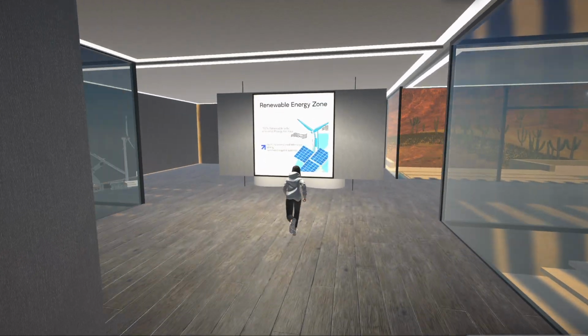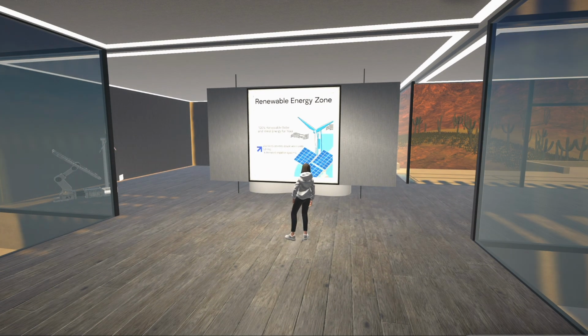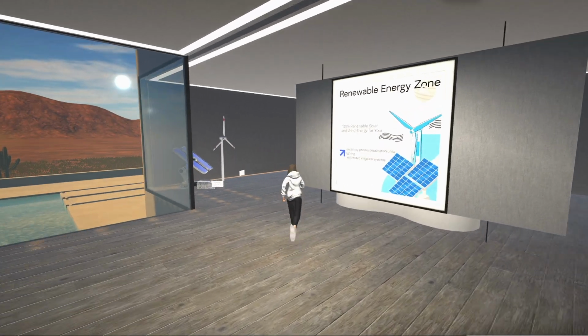First, we have the Renewable Energy Zone. In this zone, solar panels and micro wind turbines generate clean, renewable energy to power the entire oasis, from lighting and irrigation to fog collection and distillation units. This ensures the system is fully sustainable and supports the UAE's Net Zero Vision 2050.